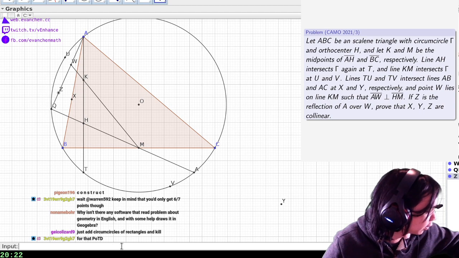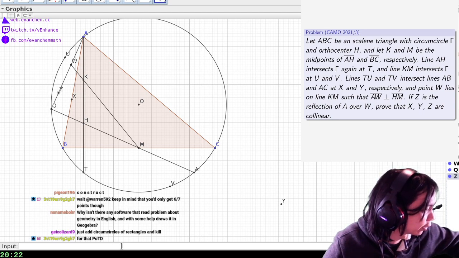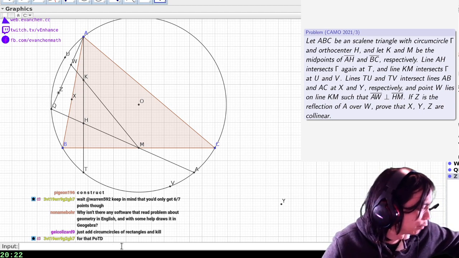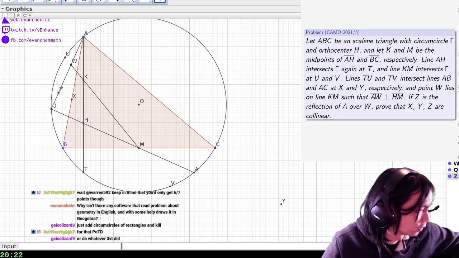Why isn't there software that reads a problem in geometry in English and draws it in GeoGebra? Probably because natural language processing is hard.